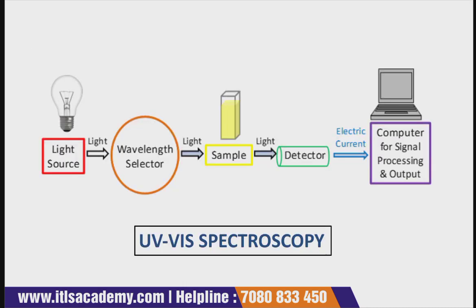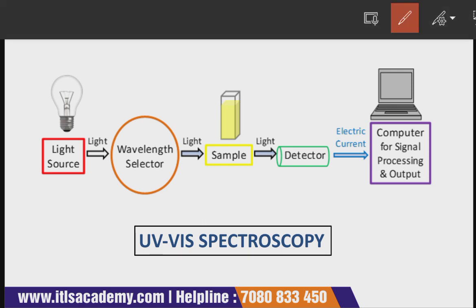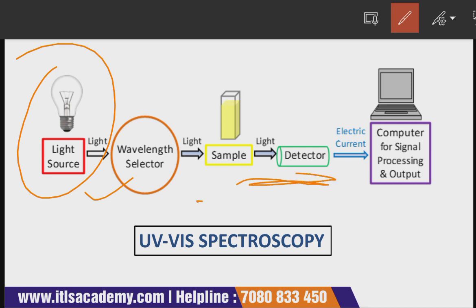Now moving to the next, the diagram, or you can say the instrumentation of ultraviolet visible spectroscopy. It has a light source, which emits certain types of light. Then there is a wavelength selector. The light is passed through the sample, and then it is detected by a detector. The detector produces an electric current, which is used by the computer for signal processing and output.